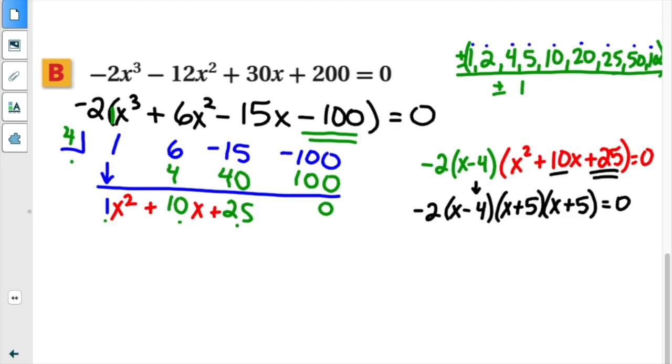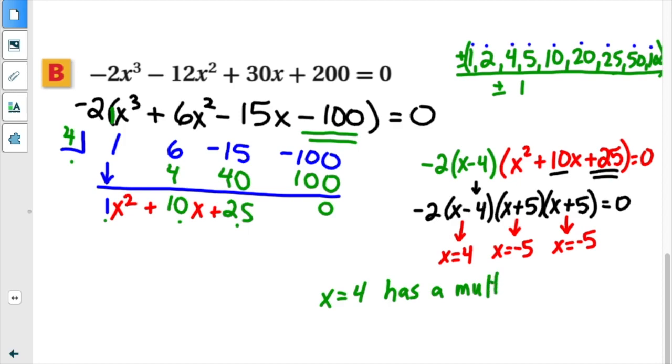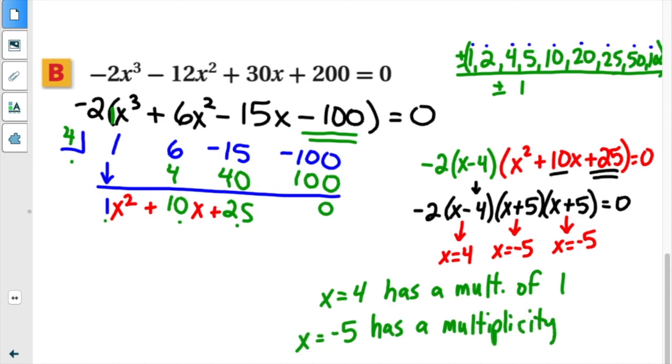So now looking for the zeros, we would say x minus 4, that x equals 4. x plus 5, that means x equals negative 5. And this x plus 5, x equals negative 5. So we would say x equals 4 has a multiplicity of 1, and x equals negative 5 has a multiplicity of 2.